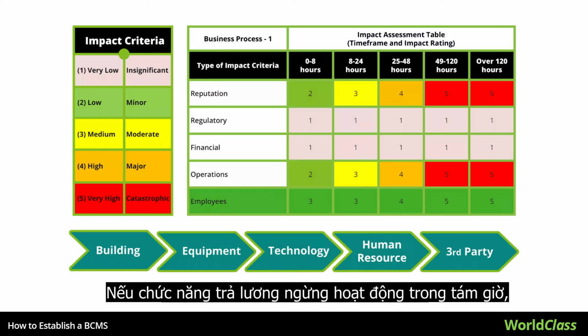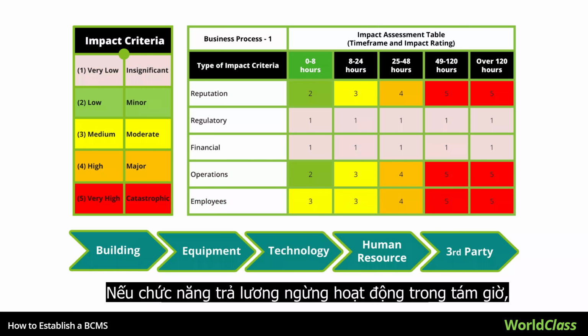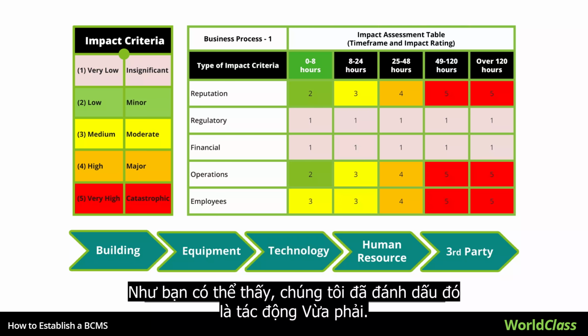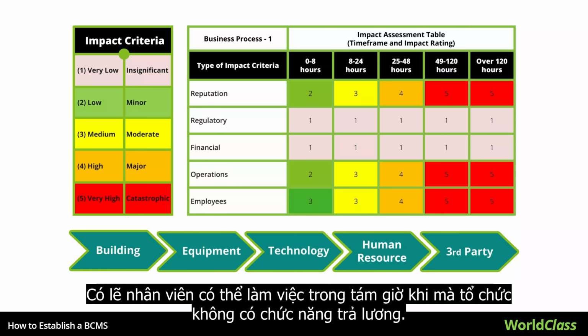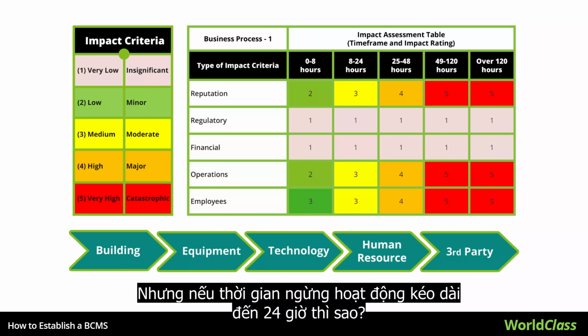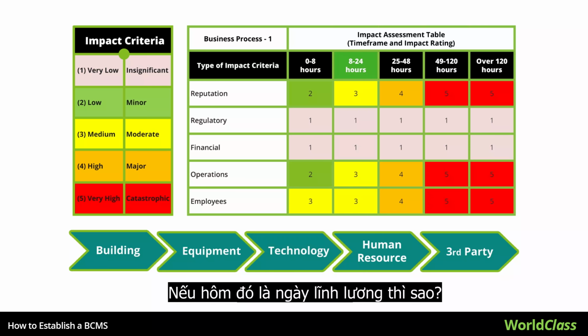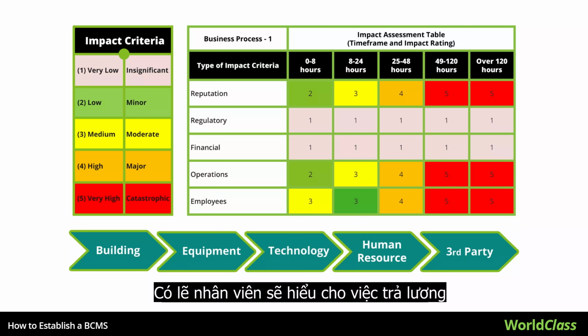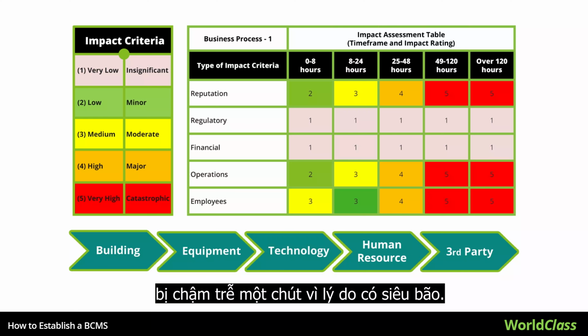If the payroll function is down for 8 hours, what impact will that have on employees? As you can see, we tag that as moderate impact. It's only 8 hours. Employees can probably go 8 hours without the payroll function. But what if the downtime stretches to 24 hours? What if it's payday? If you look at the table, we've still tagged that as moderate impact. Employees will probably understand if payroll is a bit delayed since there is a super typhoon.